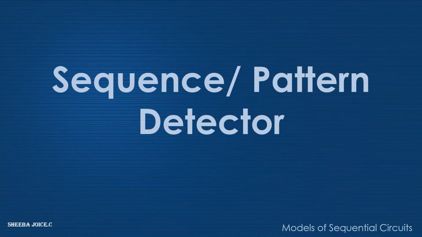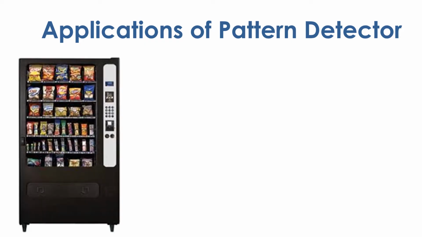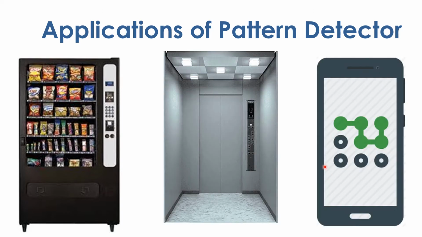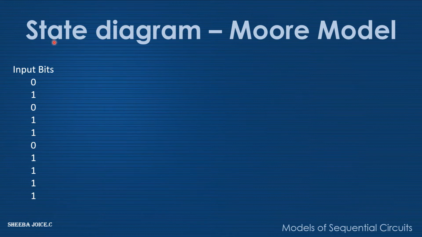Sequence detector is also called a pattern detector. These are the applications of pattern detector: vending machine, lift, or a mobile. Let's design a circuit that detects a sequence of 3 or more consecutive ones in a string of bits coming through an input line. That is, the input is a serial bit stream. Let's see how to draw the state diagram using the Moore model.